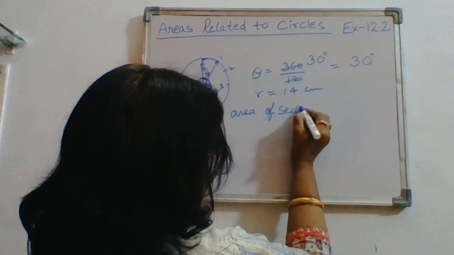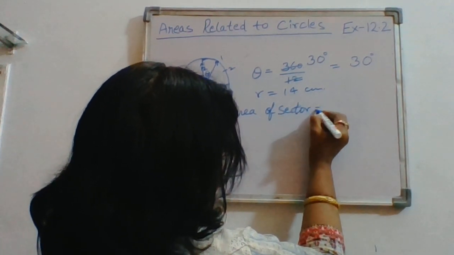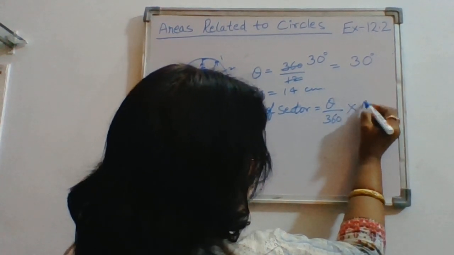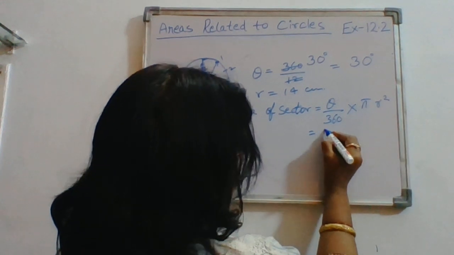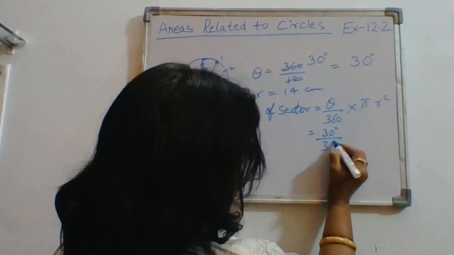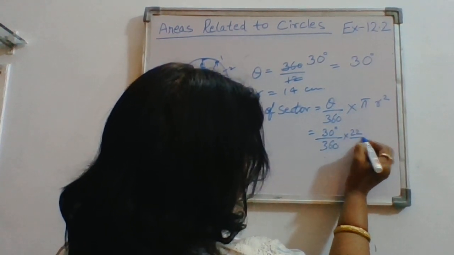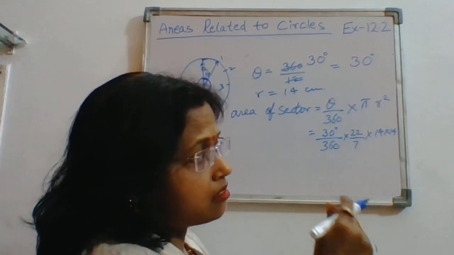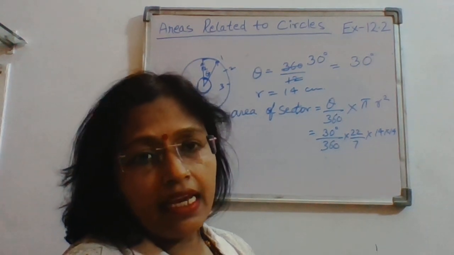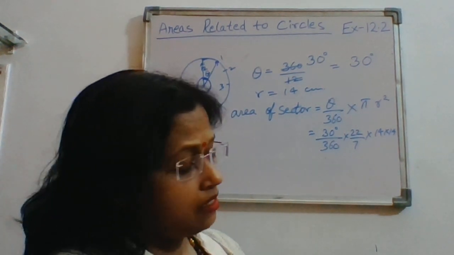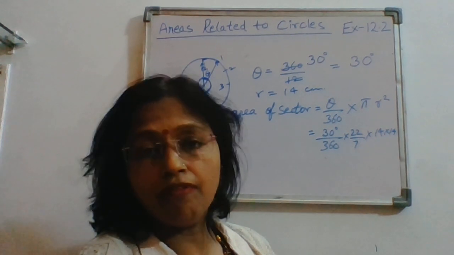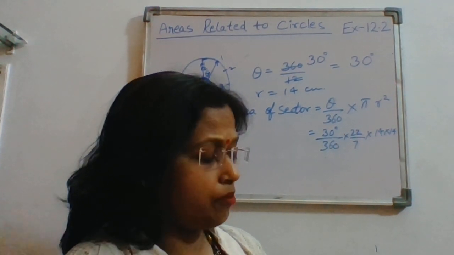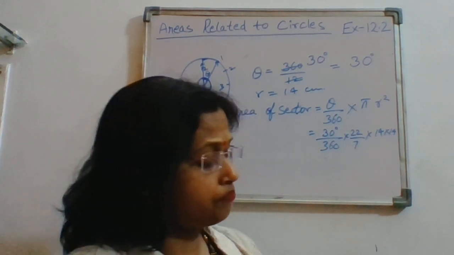Area of sector will be theta upon 360 into pi r square. Theta is our 30 degree upon 360 into 22 by 7 into radius 14 into 14. You can calculate this and you can find the area swept by the minute hand in 5 minutes. Right?